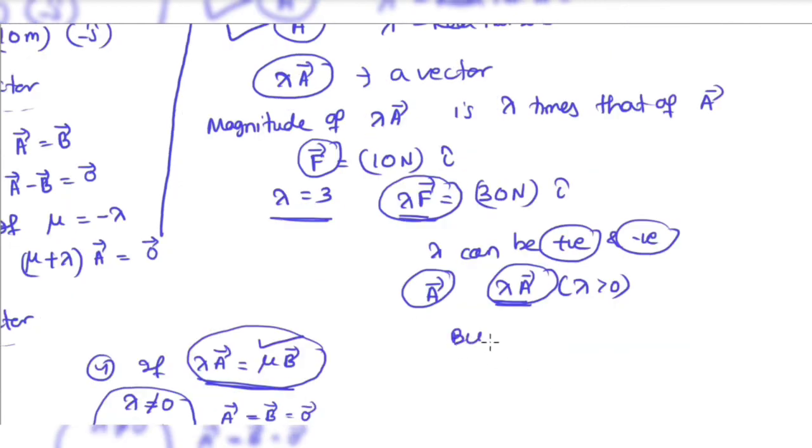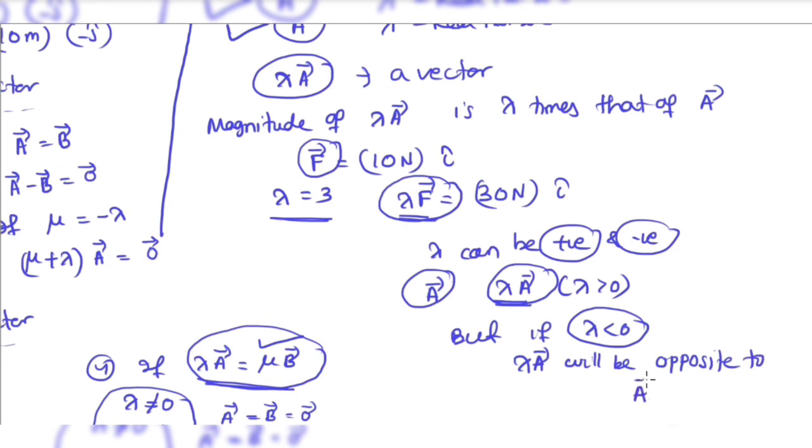But if lambda is negative, then lambda a vector will be opposite to a vector. If lambda is positive, then lambda a vector will have the same direction as a vector, means they will be parallel. But if lambda is negative, then lambda a vector will have the opposite direction to that of a.